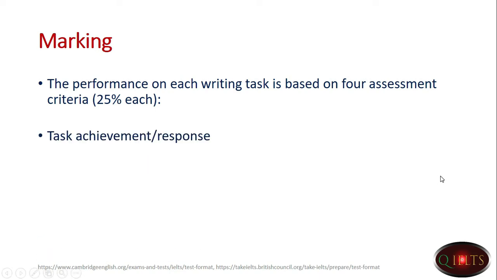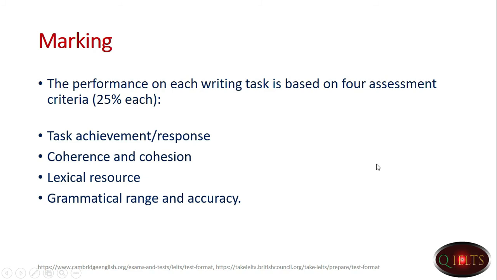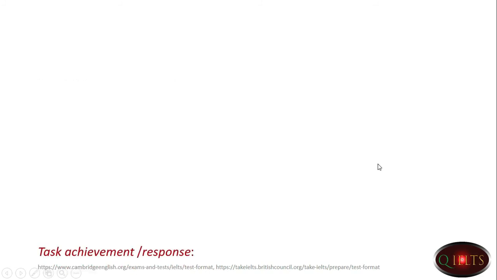The first is the task achievement or task response, second being coherence and cohesion, third being lexical resource, and the fourth being grammatical range and accuracy. So, what is task achievement or task response?